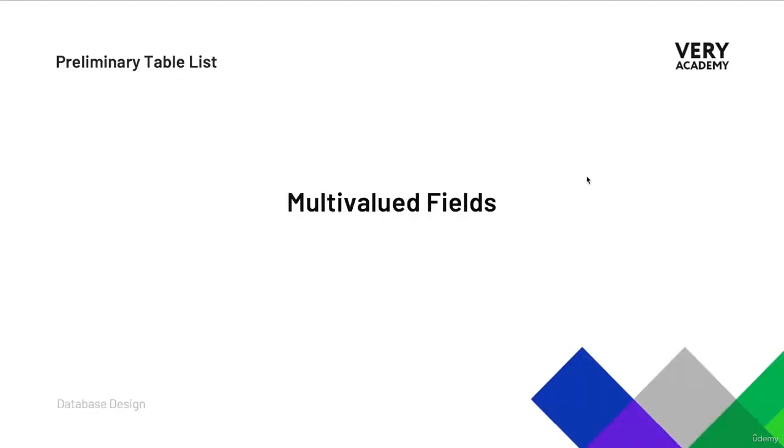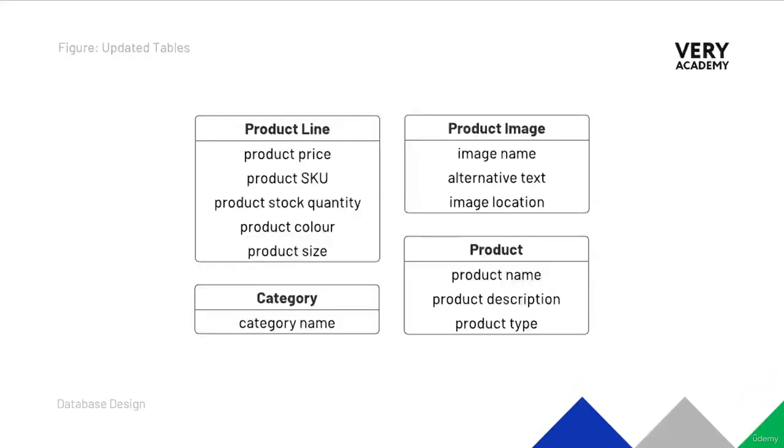So that's the general process that we're going to take when we find any multi-value fields. We simply go ahead, create new tables, and utilize the information that we've extracted from the initial table to create our new table. So a quick update then of all the tables that we have generated through this process. We have the product line. Now we have removed the product image from the product line. So we've created the product line table and the category and the product table.